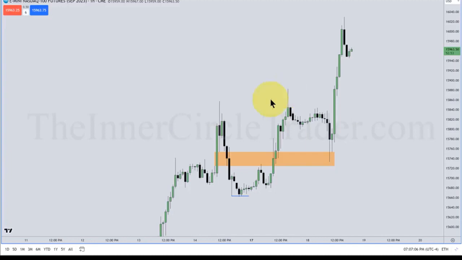So anyone that would have seen this as a three drives pattern here, or three Indians pattern if you're a reader of Street Smart's books, which is, in my opinion, one of the better books out there, but that's not a three drives pattern. That's not a three Indians pattern. Okay, it is a setup for those individuals that want to use that idea.